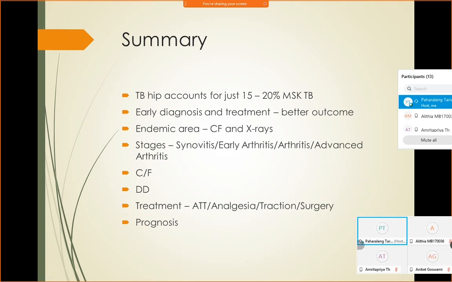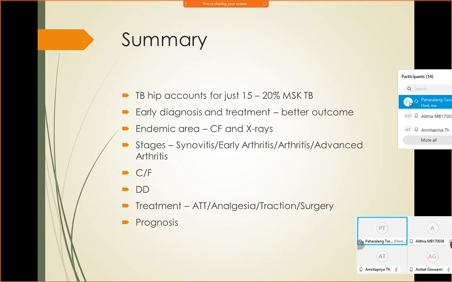So here, of all musculoskeletal TB, the hip accounts for around 15 to 20%. Early diagnosis and treatment usually yields a better outcome. So in an endemic area like India, for instance, just your clinical features and radiological features are enough to diagnose. But even though a biopsy will definitely help, you can see the various stages: the early stage of synovitis, early arthritis, and advanced arthritis. We call them stage 1, 2, 3, 4. With this, you can make out the deformities. So in the first stage, we have apparent lengthening, gradually apparent shortening, and gross shortening.